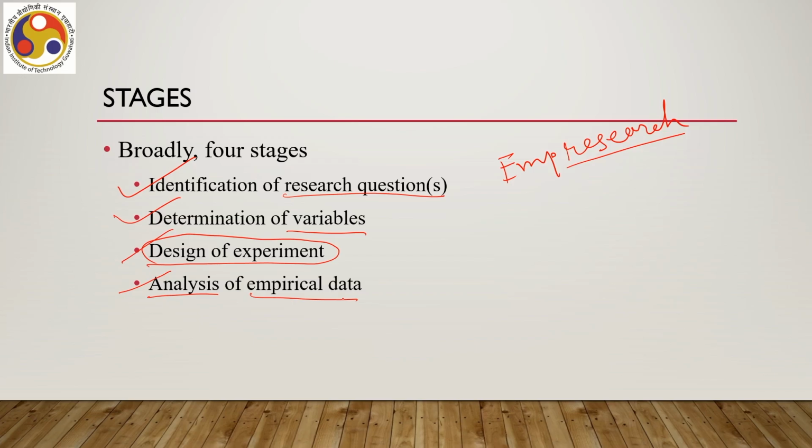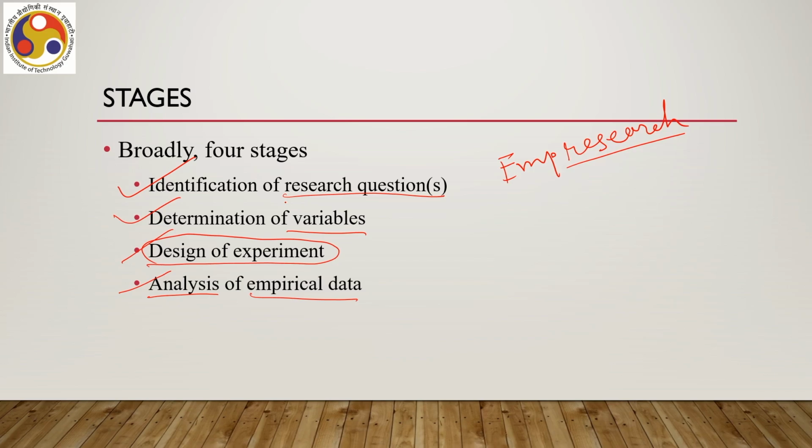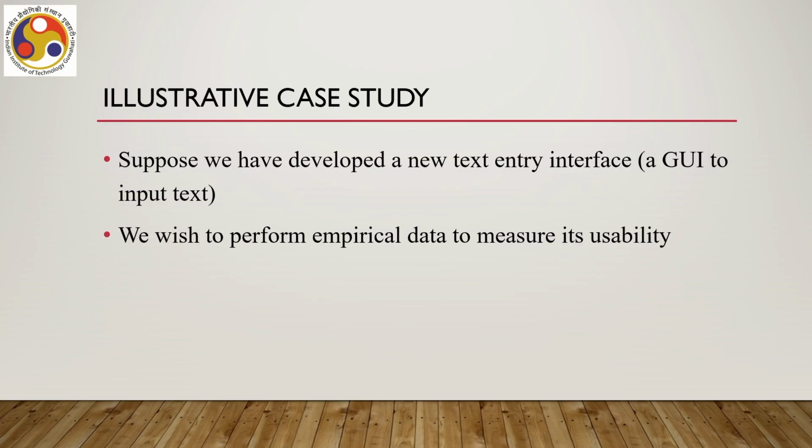This is also a rigorous process. To come to a definite conclusion about the overall usability aspects of the system, we need to properly, scientifically, objectively analyze the data so that the conclusion is reliable, and that is also very important. So, identification of research questions is the first stage, determination of variables based on the research questions is the second stage, third is design and execution of the experiment, and finally analysis of the data to come to a conclusion.